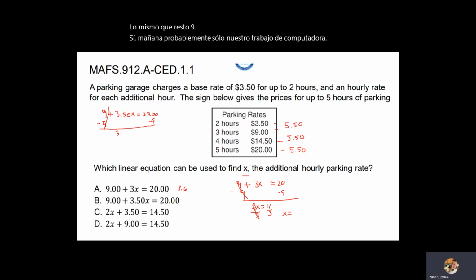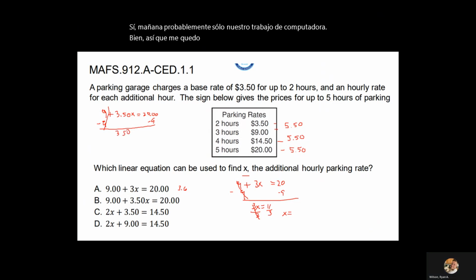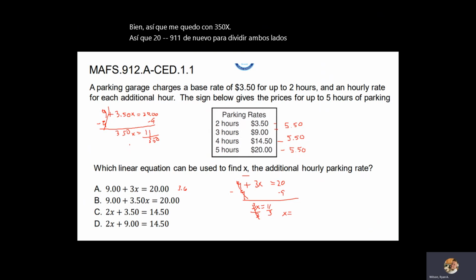Okay, so I'm left with 350x. So 20 minus 9 is 11 again. I have to divide both sides by 350. Ha ha, it's disappearing. So what's 11 divided by 350? 0.318. Okay, so 0.318. All right, so that must be 30 cents.